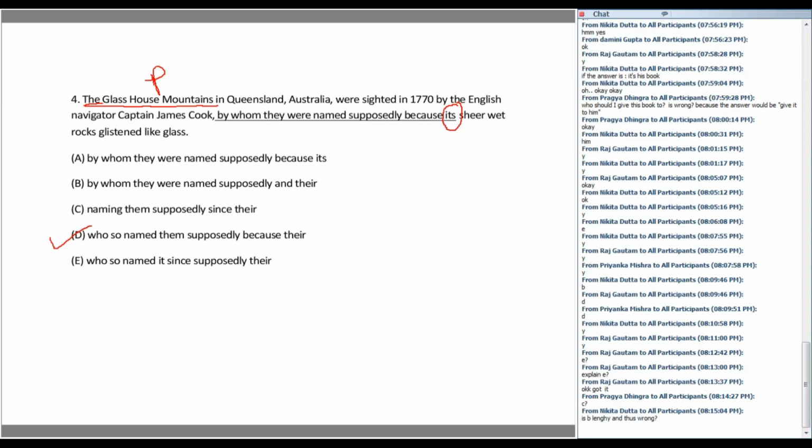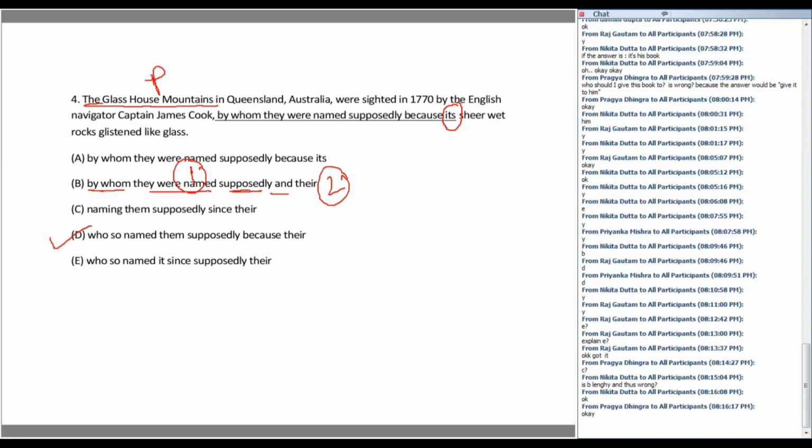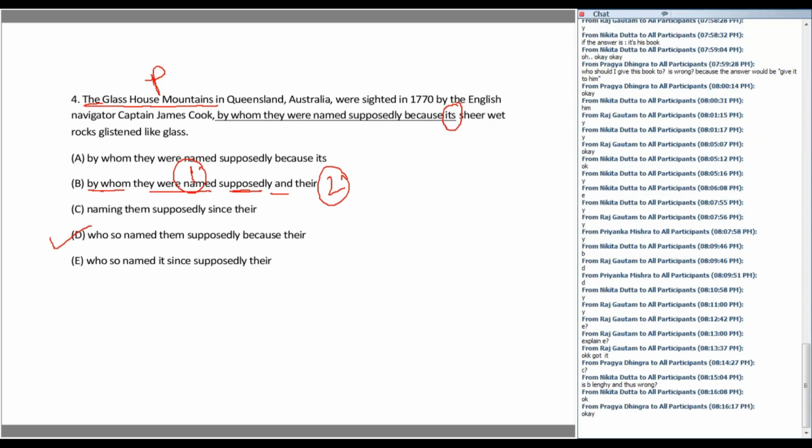B is wrong because of the word and. By whom they were named supposedly and their sheer wet rocks glistened. So Captain James Cook did two things? Number 1, Captain James Cook named them, and number 2, what happened? And their sheer wet rocks glistened like glass. Did Captain James do two things? No. Captain James only named them. That is why B is also wrong. C is also wrong. Is this all right? Is this clear for all of you?